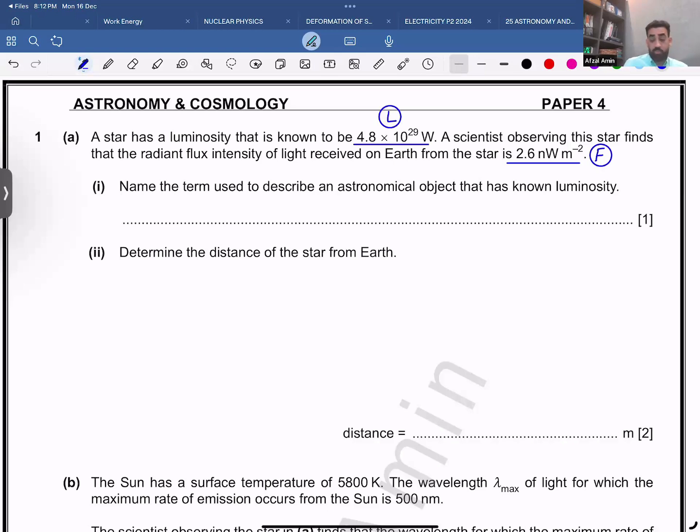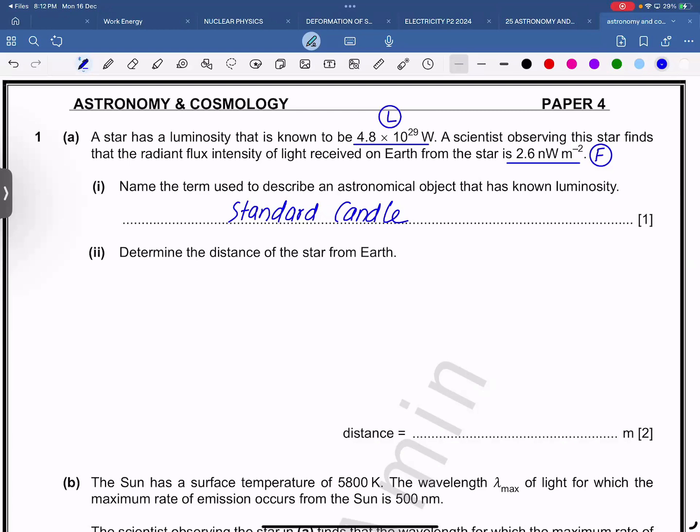Name the term used to describe an astronomical object with known luminosity: standard candle. This is a beautiful definition of standard candle. An astronomical object with known intensity, known luminosity, is called a standard candle. After that, determine the distance of the star from the Earth. Which equation helps you in this?